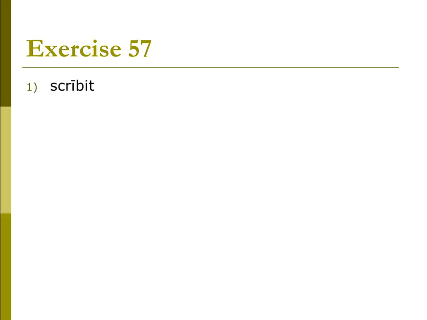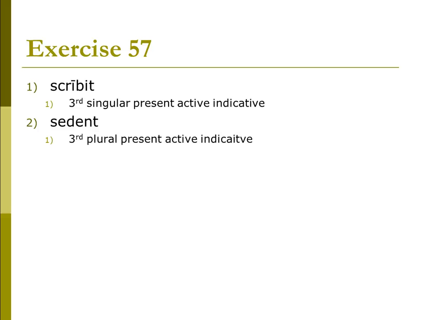The first one, scribit. Immediately looking at that, you might think it's a future verb because you see the BIT, which we saw in the first and second conjugation. This is where your vocabulary becomes exceptionally important, because scribit is actually third singular present indicative active of the verb scribo, scribere. Number 2, sedent, from the second conjugation verb sedeo, third plural present active indicative.